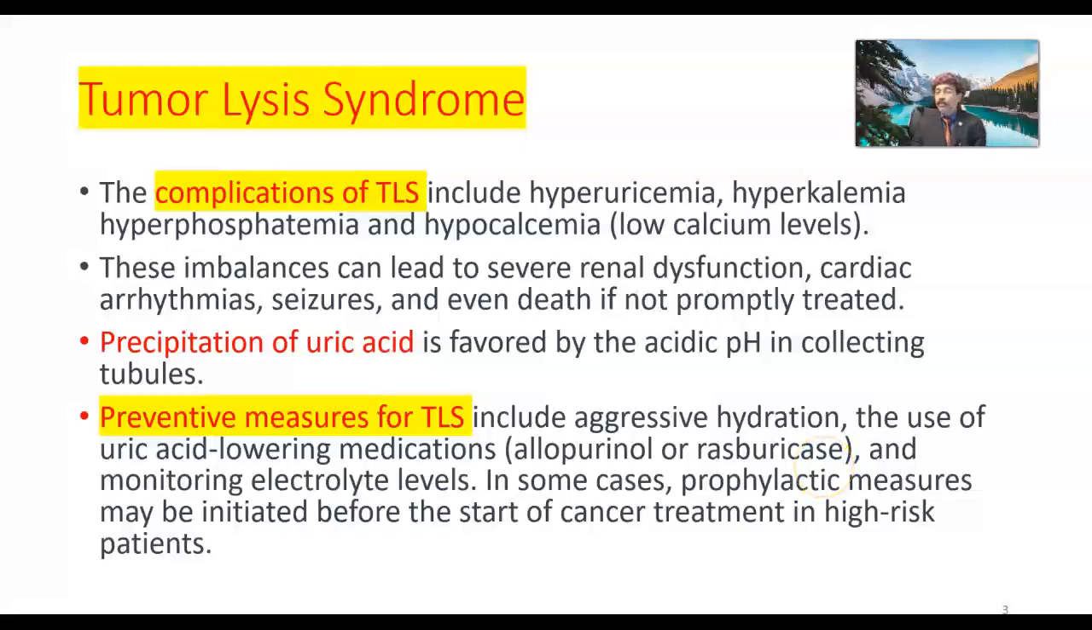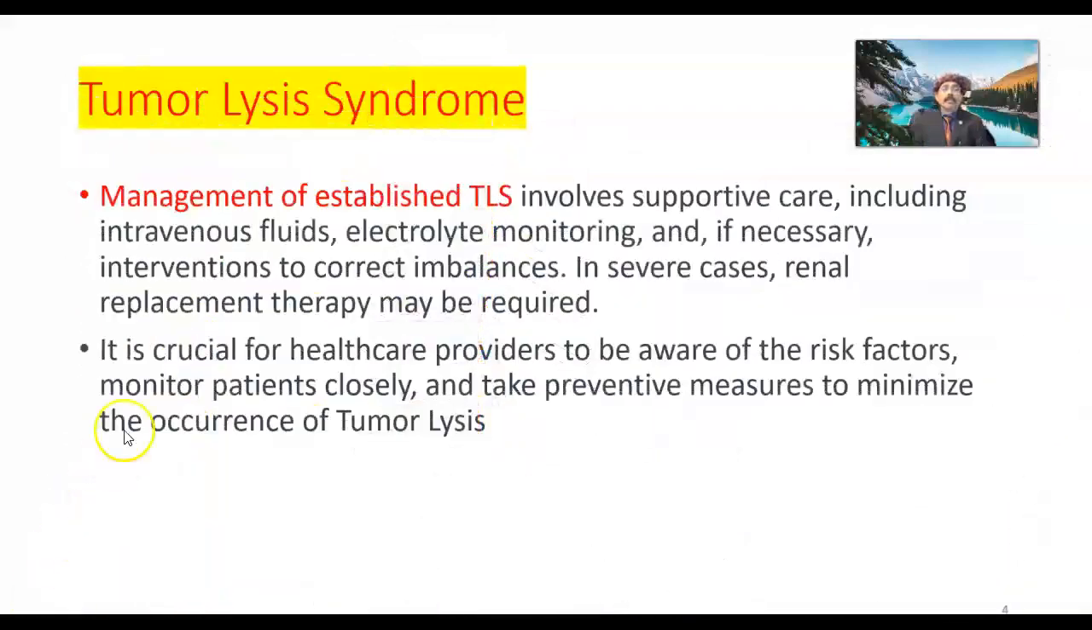The use of uric acid lowering medication like allopurinol or rasburicase may be useful after the episode of tumor lysis syndrome, along with monitoring of electrolyte levels. In some cases, prophylactic measures may be initiated before the start of cancer treatment in high-risk patients. Management involves supportive care, including intravenous fluid that should be given generously, electrolyte monitoring, and intervention to correct imbalances. In severe cases, renal replacement therapy may be required.